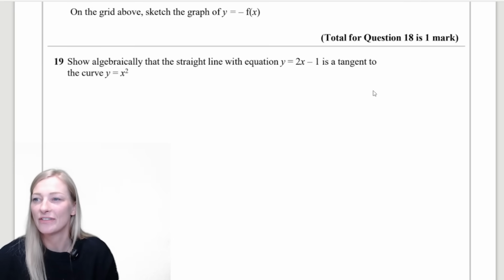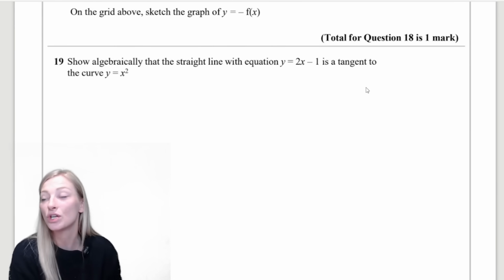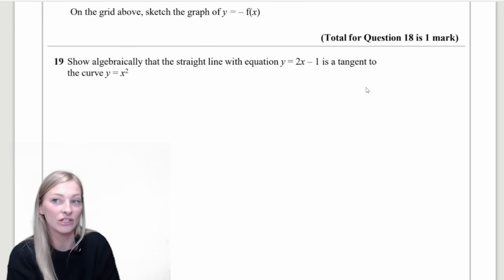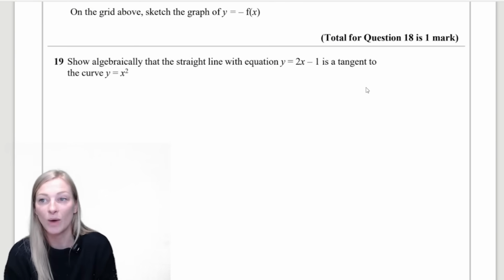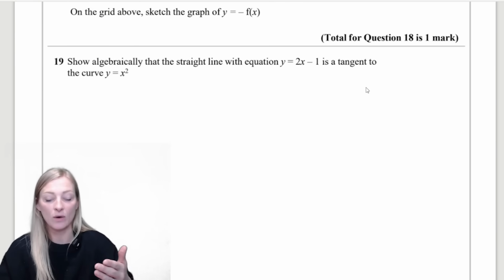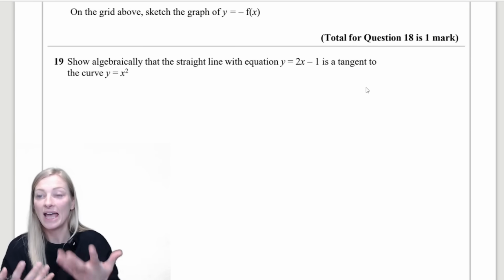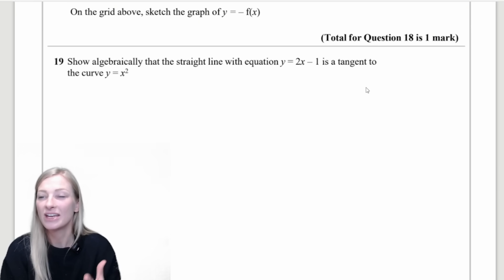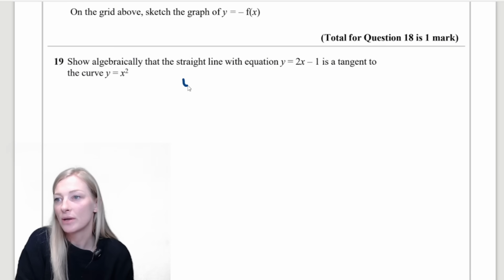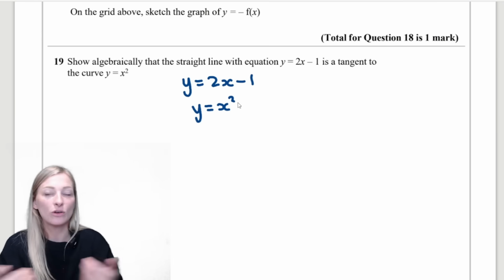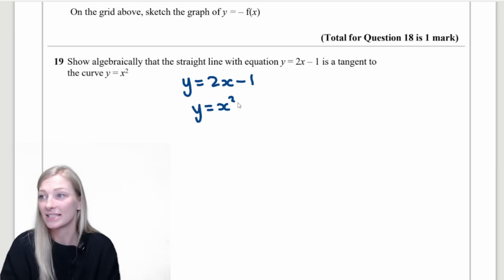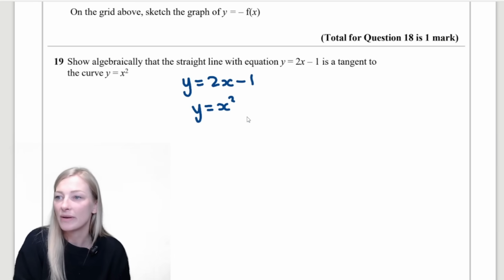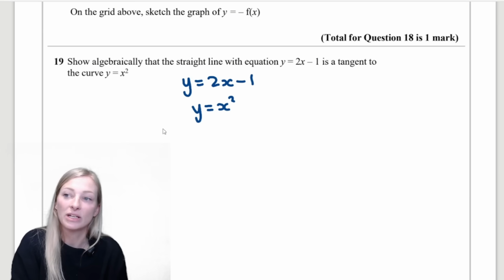Show algebraically that the straight line with equation y equals 2x minus 1 is a tangent to the curve y equals x squared. Now, if we're talking about a tangent, or one line crossing a quadratic or crossing a curve, this is simultaneous equations. So I'm going to write y equals 2x minus 1 and y equals x squared. But because we're looking at when they cross or intersect, or in this case, it being a tangent, we're going to make them equal each other. We're going to substitute it in.